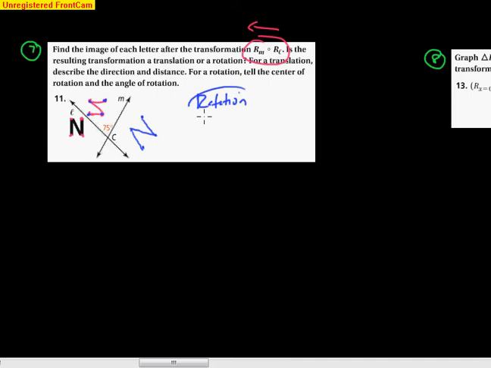So it's a rotation. Okay, so you see the question says, for translation, describe the direction and distance, for rotation, tell the center and angle. Well, the center is the point where these two lines intersect, and that'd be C. That's this point right here. And the angle is going to be 2 times the acute angle between these two lines. That's 2 times 75. And that's going to be 150 degrees.